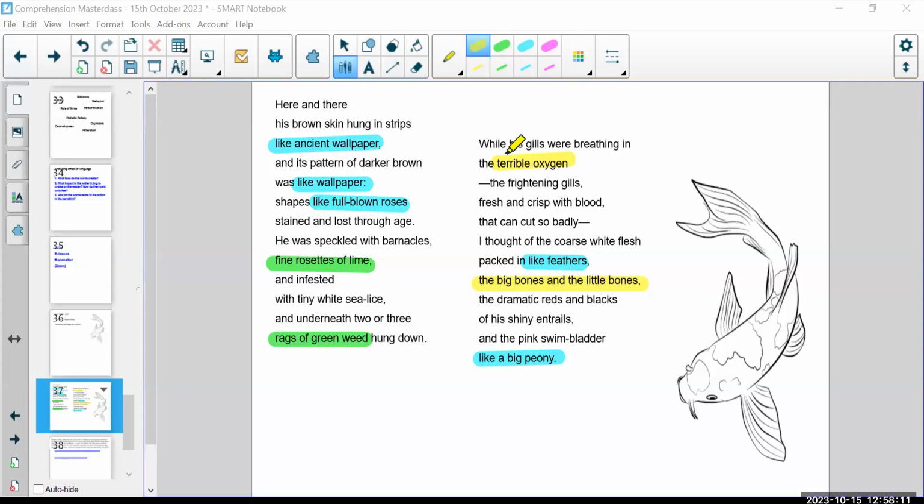Yeah, you've got on the right lines there, the phrase big bones and little bones, it shows that she's, you know, perhaps in awe of the fish's complexity and variety.